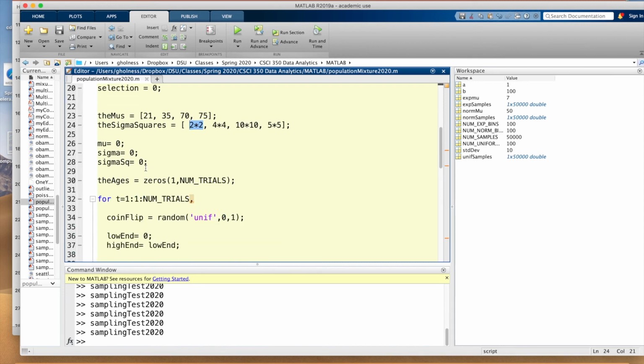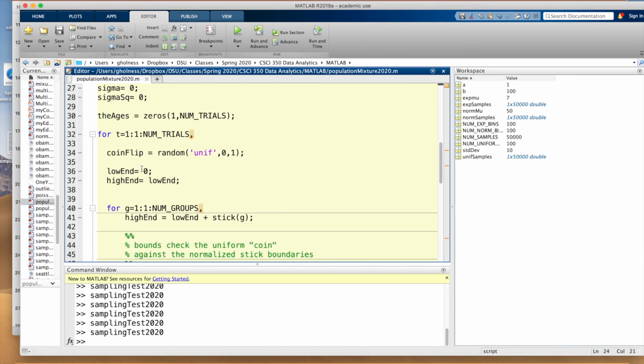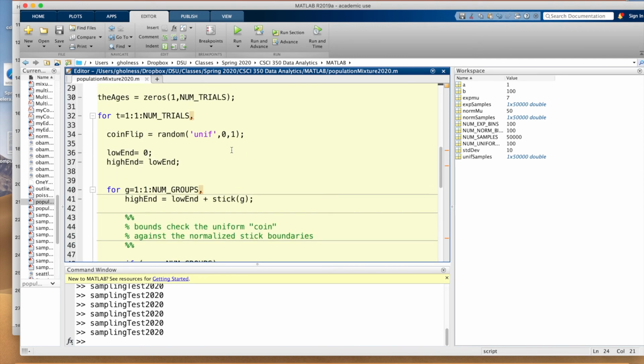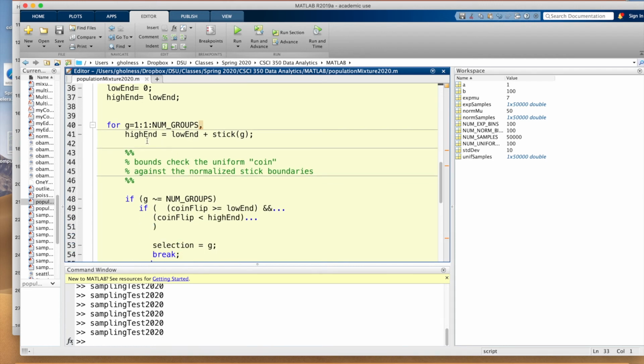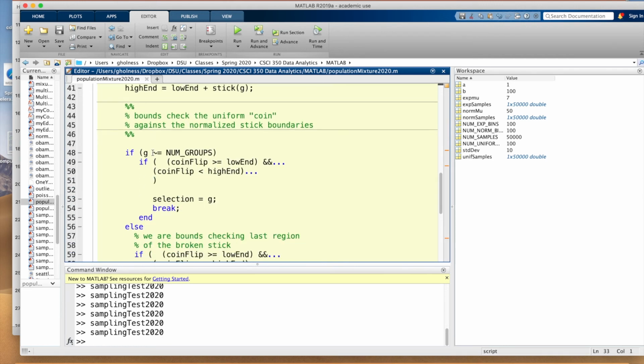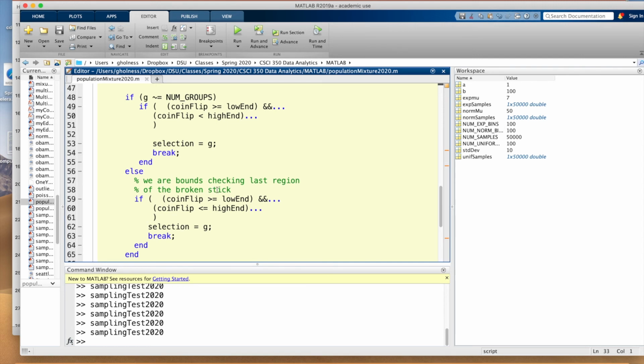So here I set some parameter values, I have some ages, and then in some number of trials, which is set to 100, I flip a uniform coin and then I check the boundaries of each segment on the stick. So here's the high end and the low end. And I check the range to see if my coin flip between 0 and 1 on the real number line is greater than the low end, less than the high end. And if it is, I save that selection, and then I do bounds checking appropriately.